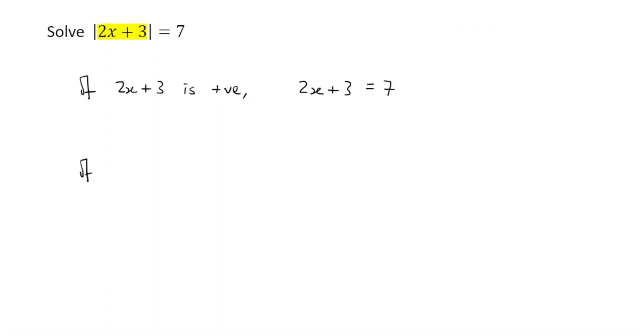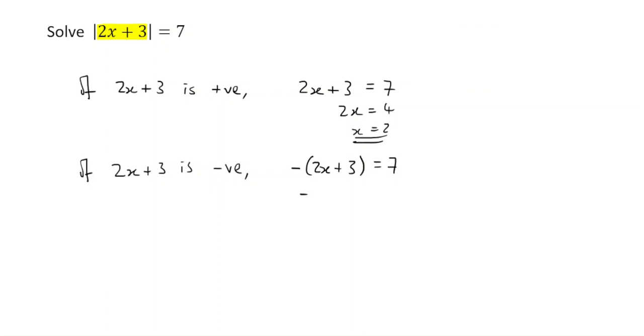But if 2x plus 3 is negative, if that value inside the modulus there is negative, then what's going to happen is the modulus is going to make it positive. And the way we can imagine that is it times the value of 2x plus 3 by negative 1. So we end up with these two different equations, right? 2x plus 3 is equal to 7, and minus 2x plus 3 is equal to 7. And then we can just solve each of those, right? So 2x plus 3 is equal to 7 means that 2x is equal to 4, and so x is equal to 2. That's one solution.